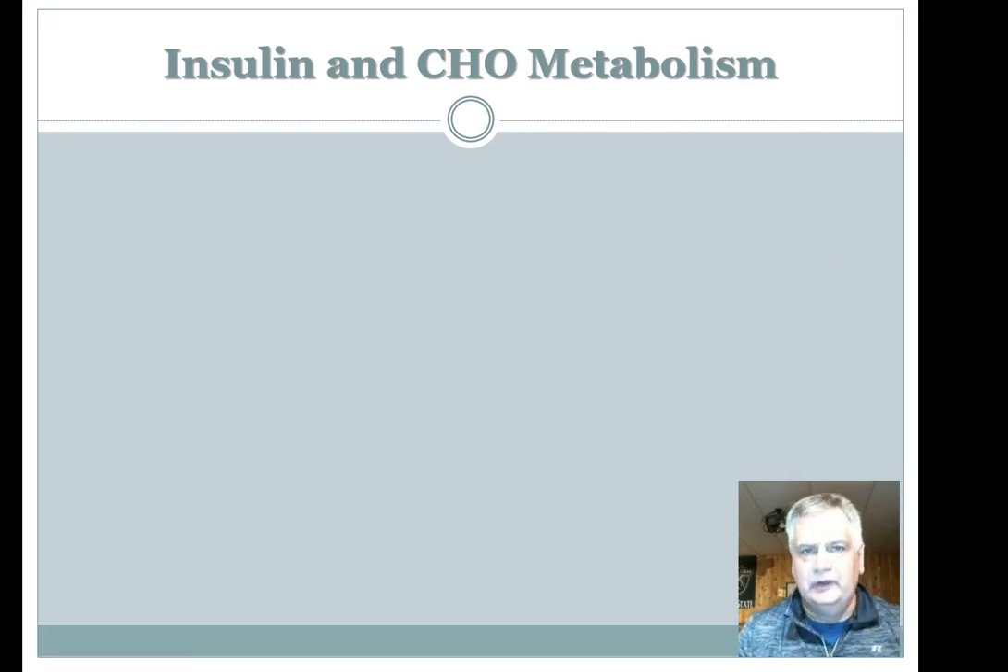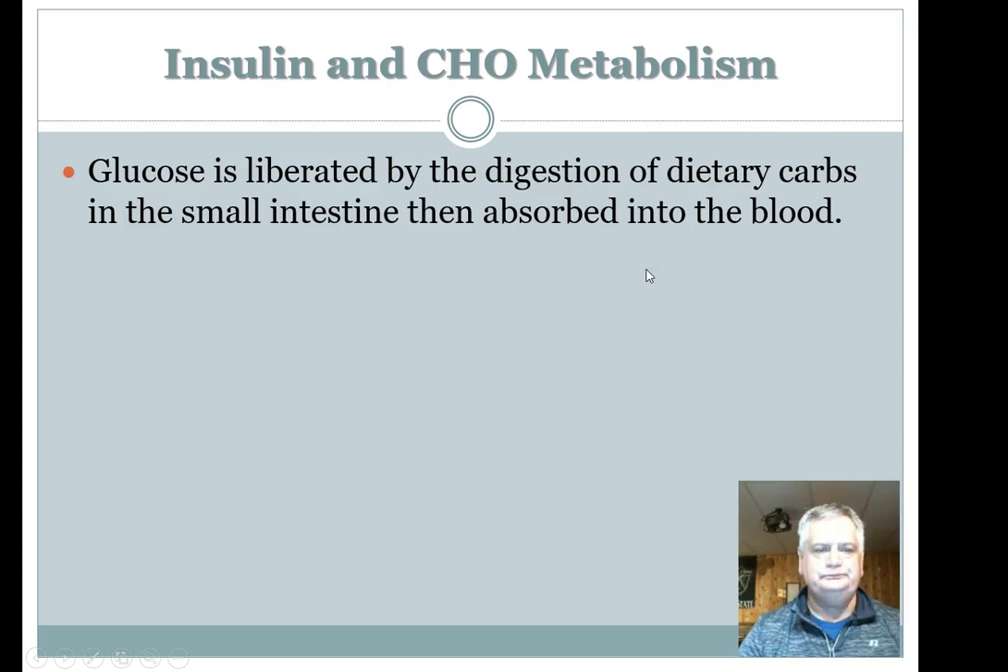All right, let's break it down. Let's begin with how insulin affects carbohydrate metabolism. You may recall that carbohydrates are made up of carbon, hydrogen, and oxygen only, and so that's why an appropriate abbreviation for carbohydrate is CHO. You'll see me using that throughout the PowerPoint.